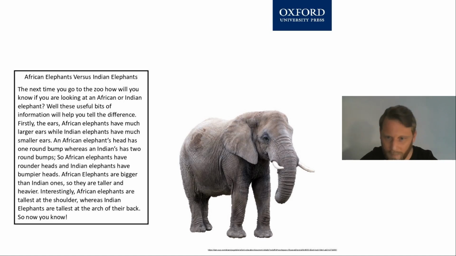Okay, let's see some answers. So Rita's got a good trick, and it's actually not one in the text. So Zoe, yes, African, because it has one bump on its head. Exactly. Okay, it has one bump on its head, and it's tallest at the shoulder, so that's why it's an African as well. But a little trick that's not in the text: the shape of the ears is like the continent of Africa, so that's how you can tell.